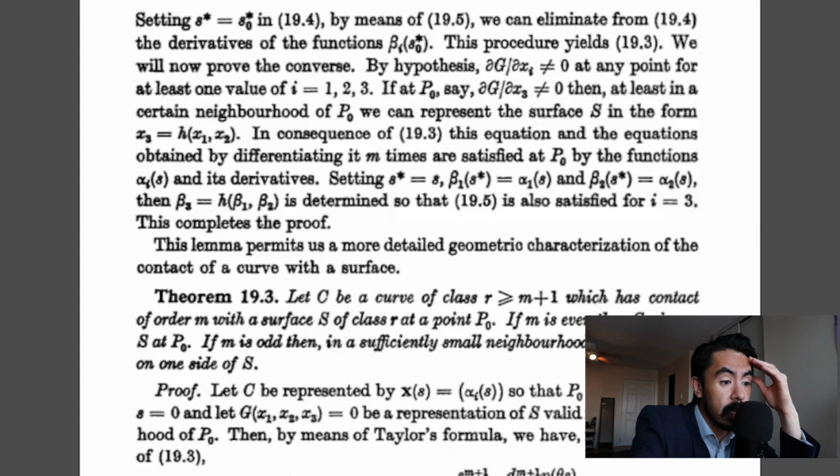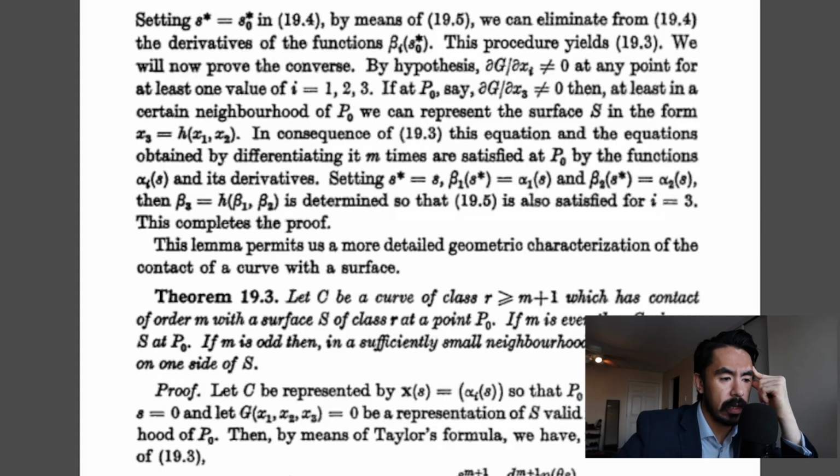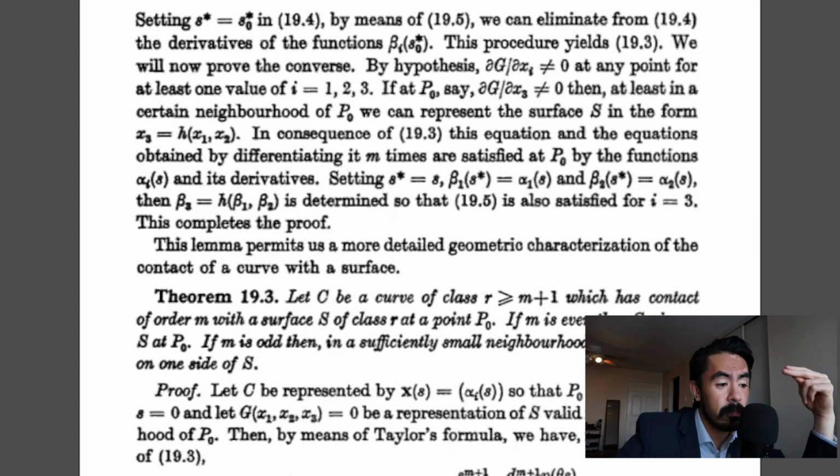In consequence of this, the equation and the equations obtained by differentiating m times are satisfied at the point P naught by the functions alpha sub I of s and its derivatives. Setting s star equal to s, then the function beta 1 in terms of s star is equal to alpha 1 in terms of s, and beta sub 2 in terms of s star is equal to the function alpha sub 2 in terms of s. Then beta sub 3 can be written as the function h transformed from the variables x1 and x2 to the variables beta 1 and beta 2.